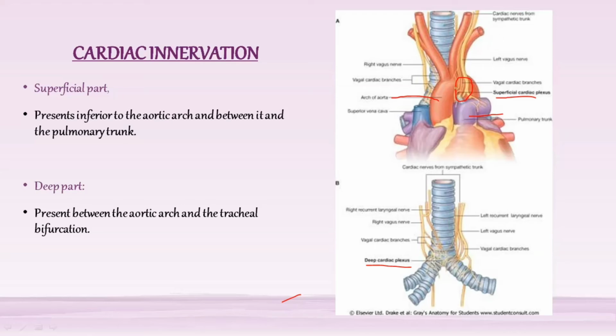Now look at the first picture again. This is the aortic arch, and behind the aortic arch there is the bifurcation of trachea. So it is present at the level of bifurcation of trachea, but more specifically we will say that it is present between the arch of aorta and the tracheal bifurcation. The arch of aorta is anteriorly placed and the trachea is posteriorly placed. So this deep part is sandwiched between the arch of aorta and the tracheal bifurcation.